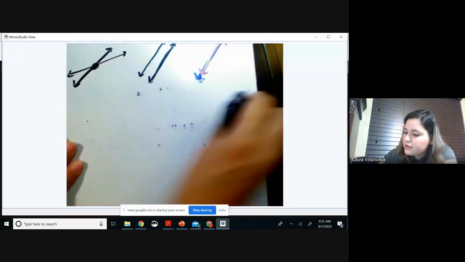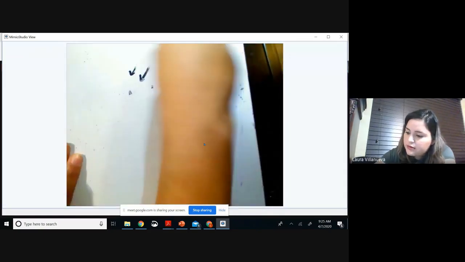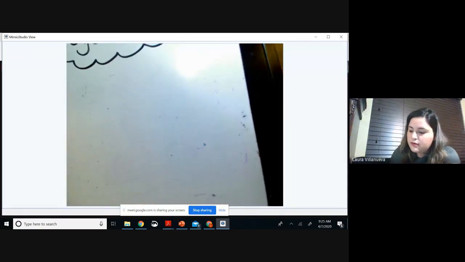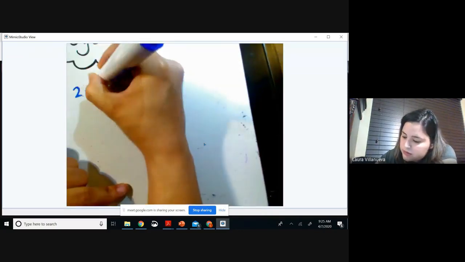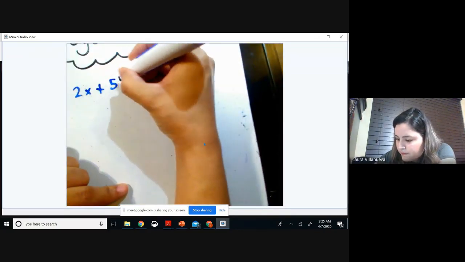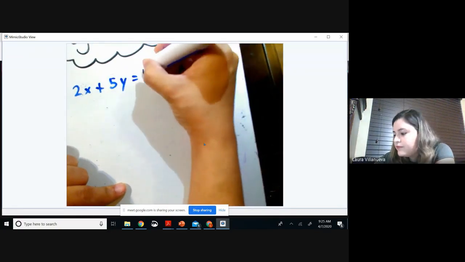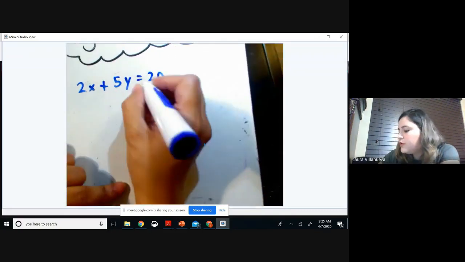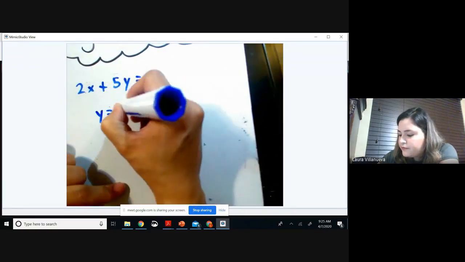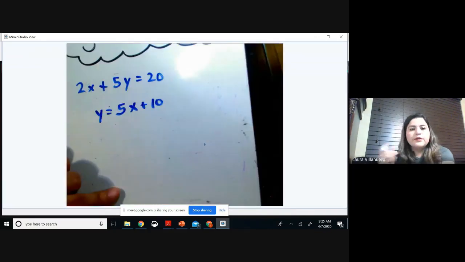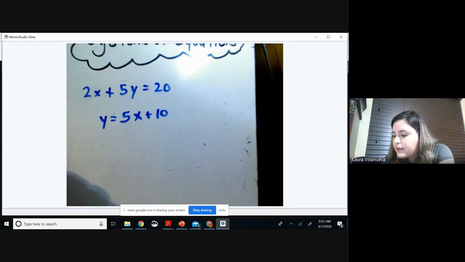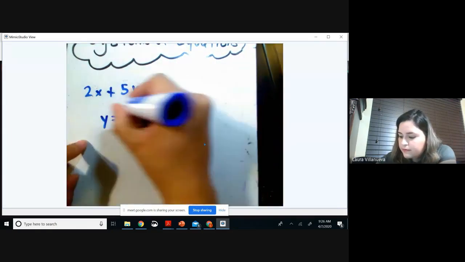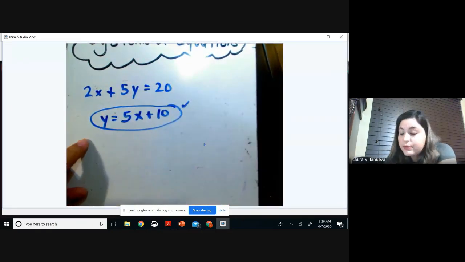So the main idea right now is you're going to check if they have the same slope, different slopes, or the same line. Okay, so here we go. This is what you have. This one's already in y equals mx plus b. That one's good. But this one is not.